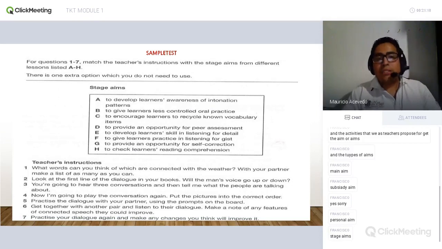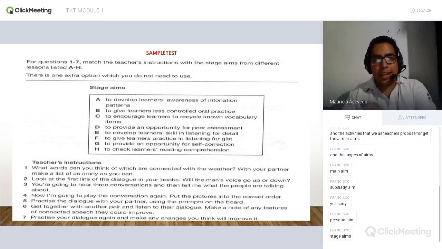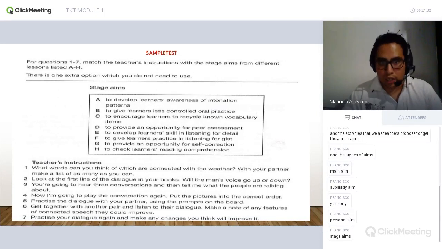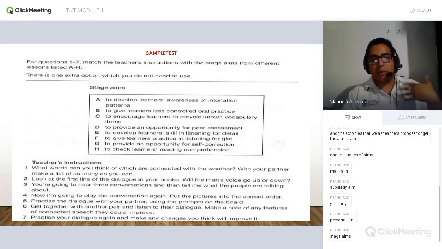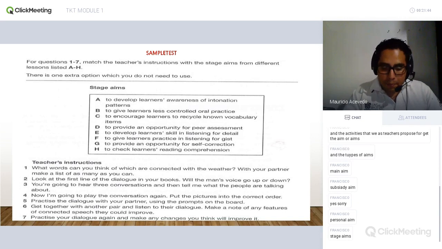Remember, Francisco, the clue here is to find these keywords, these words that are going to be important in order to get the answer. What do we as teachers want our students to learn? What do we want them to practice, to develop, to provide, to encourage? So you're going to have 10 minutes to do it. Are you ready?